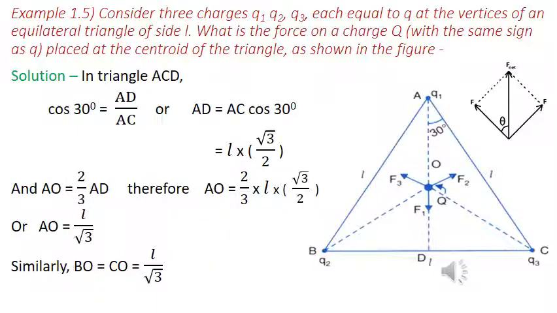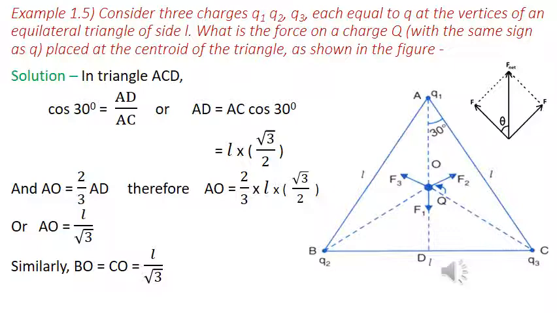Next example 1.5. In this example it is saying that three charges of same magnitude and charge Q1, Q2, Q3 are placed at the vertices of an equilateral triangle having length L, and another charge Q having same sign is placed at the centroid of the triangle. And in this question we have to calculate the force on charge placed at the centroid due to other three charges.